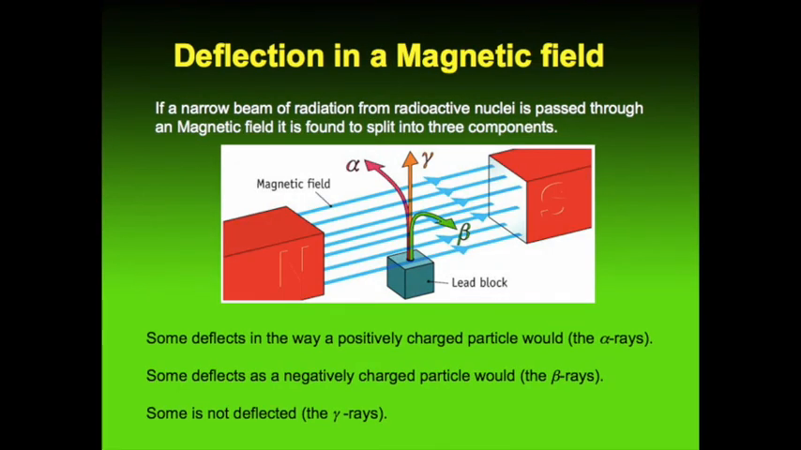Similarly, if the radiation encounters a magnetic field, they'll also behave as a charged particle would. So they'll deflect according to Fleming's left-hand rule, and again, the gamma radiation, not being a charged particle moving in a magnetic field, won't experience a force, whereas the other two will.